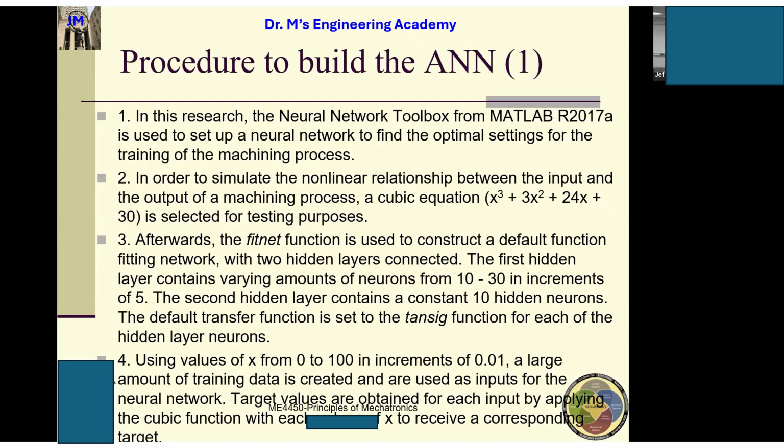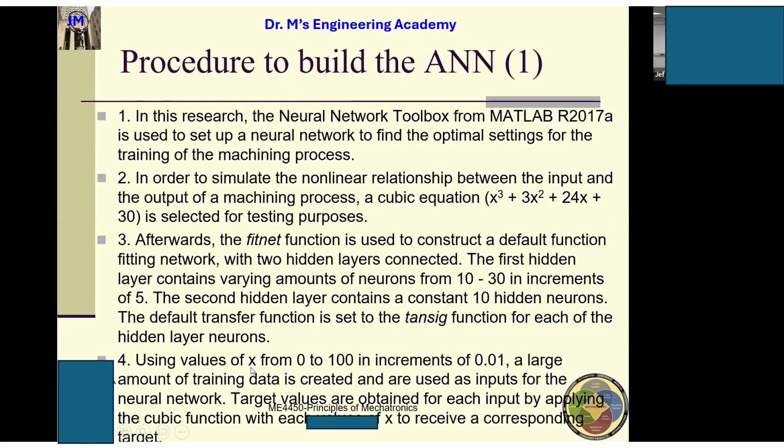But I only give you one example: 10 neurons for the first layer, 10 neurons for the second layer. It's very easy, you can just change the number, okay? But you need to do that. And we are going to use the tansig function for each of these hidden layer neurons.